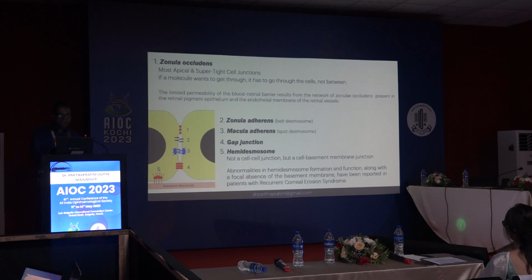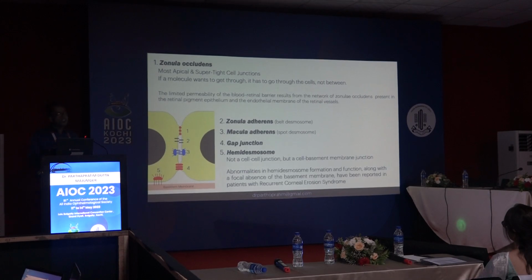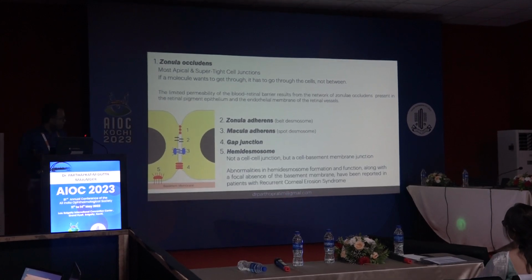So I'll just highlight that hemidesmosomes are not cell to cell junctions, but a cell and basement membrane junction. So abnormalities in the hemidesmosomes formation and junctions can be seen in various conditions, in diabetics and mainly in the recurrent corneal erosion syndrome.